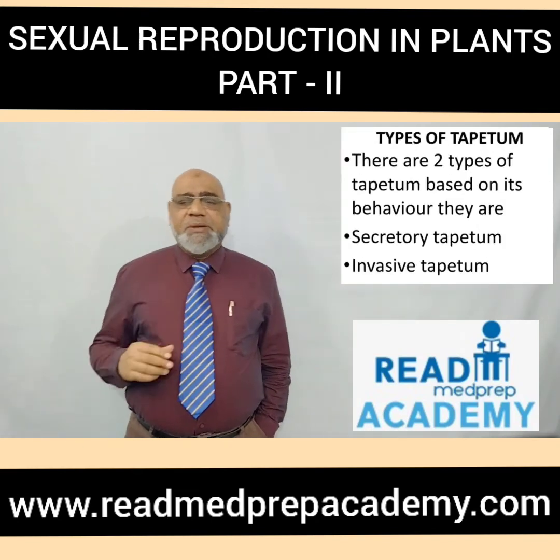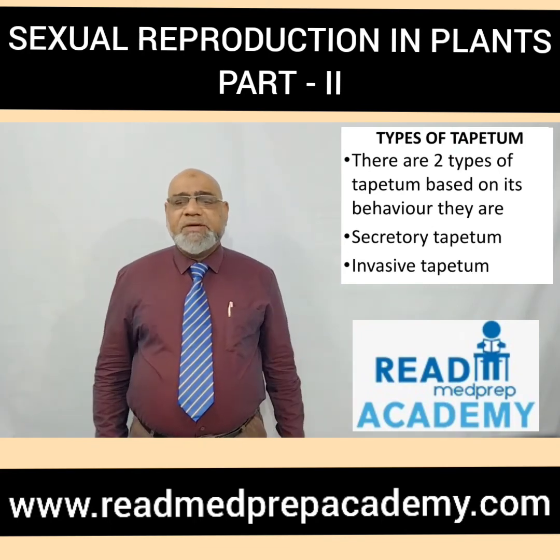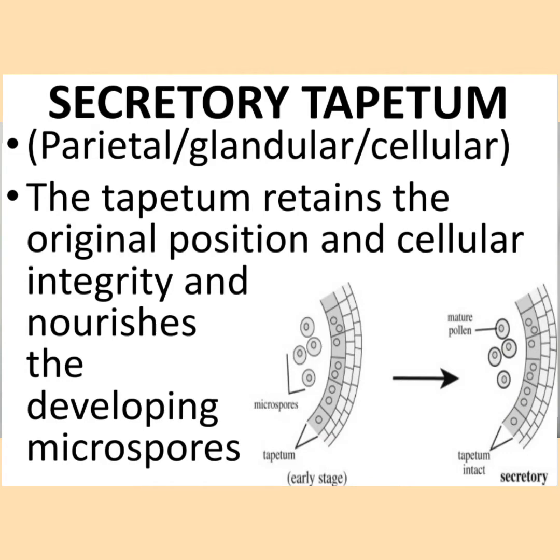There are two types of tapetum based on its behavior. They are secretory tapetum and invasive tapetum. Secretory tapetum is also called parietal tapetum or glandular tapetum or cellular tapetum. Tapetum retains the original position and cellular integrity and nourishes the developing microspores. In this image, you can see the early stage of the tapetum forming the secretory tapetum, which helps in the production of various proteins and nourishes the maturing pollen grains.